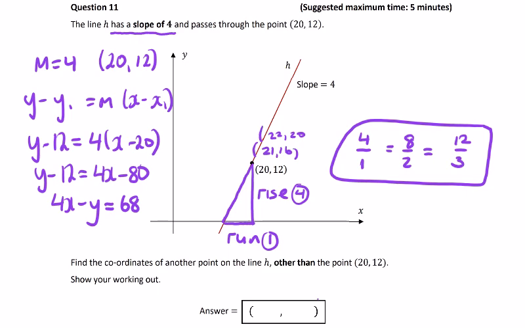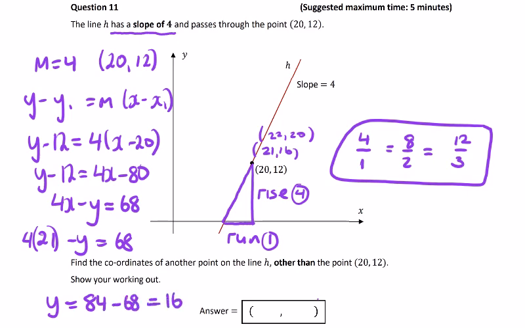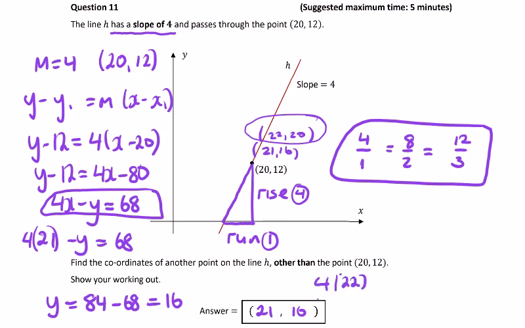So let's try our points, 21, 16 and 22, 20. If x is 21, 4 21s minus y is 68. So y is equal to 4 21s, 84 minus 68, which is in fact 16. 21, 16. Does 22, 20 work from the equation of the line? 4 by 22, and then we'd have minus y equals 68. 88 minus 20 is 68. 22, 20, that one works as well, you can see. So a couple of different ways to approach this question.